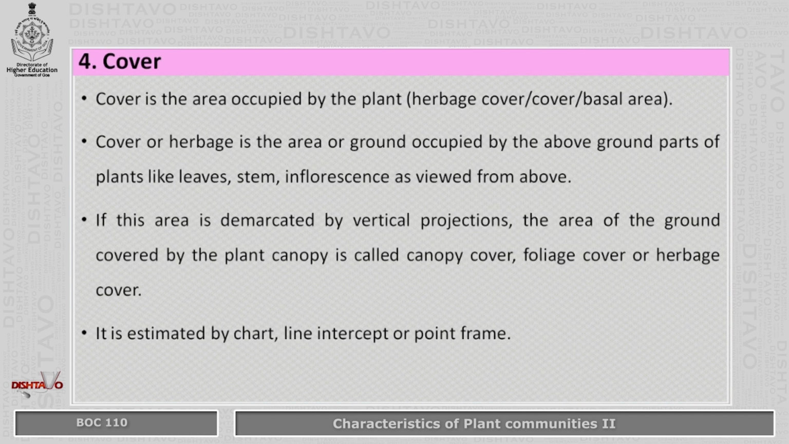The fourth is cover. Cover is the area that is occupied by the plant. This cover may be the herbage cover or just the basal area. Cover or herbage is the area or ground that is occupied by the above ground parts of the plants like leaves, stem, inflorescence as viewed from above. If this area is demarcated by vertical projections, the area of the ground covered by the plant canopy is called canopy cover, foliage cover or herbage cover. This is estimated by using a chart, line intercept or a point frame method.